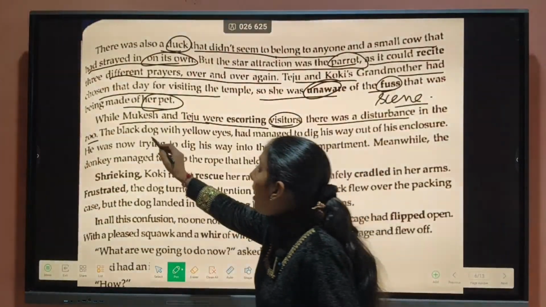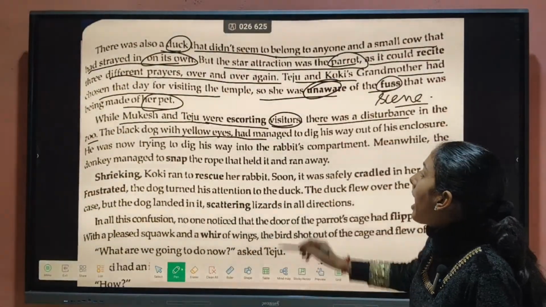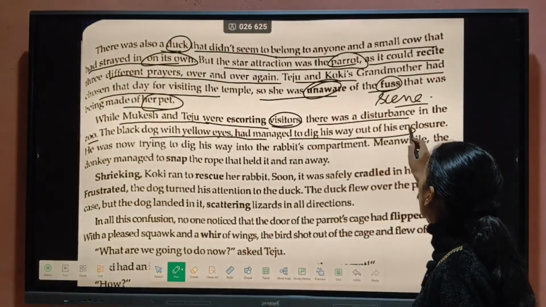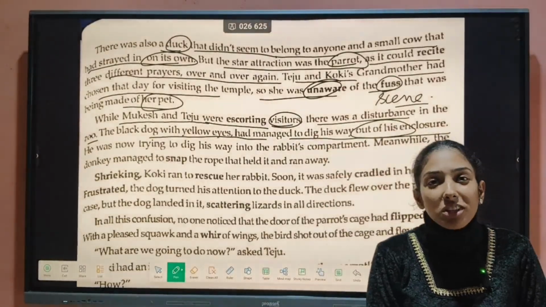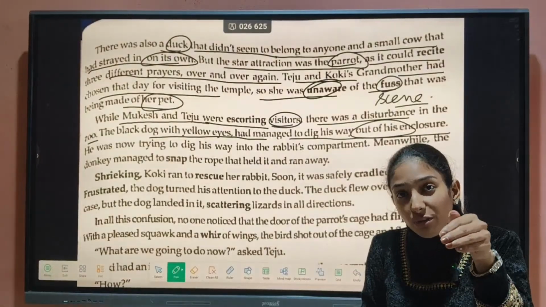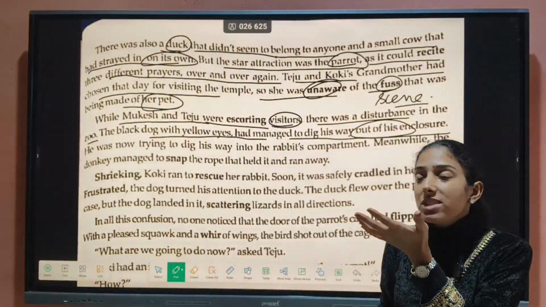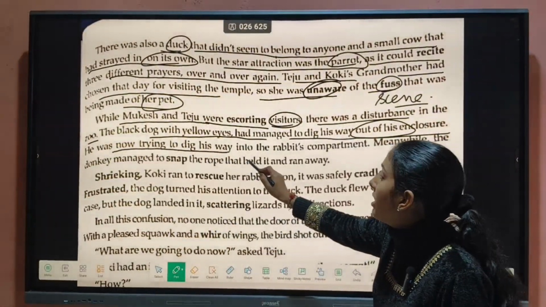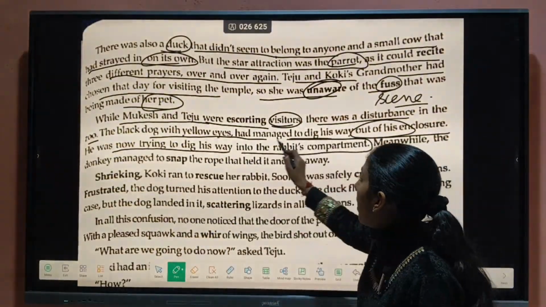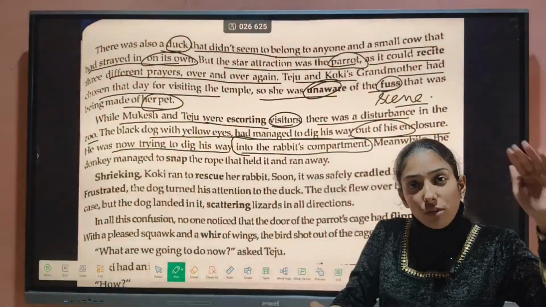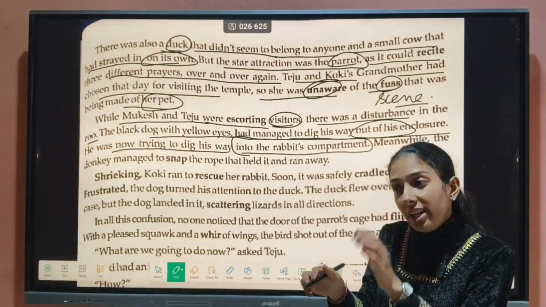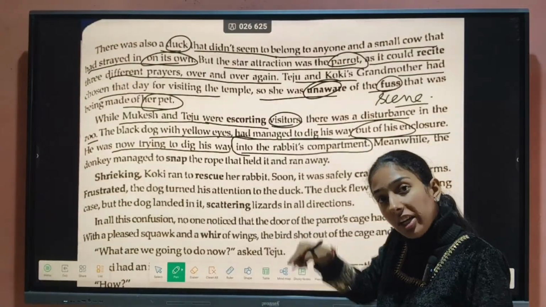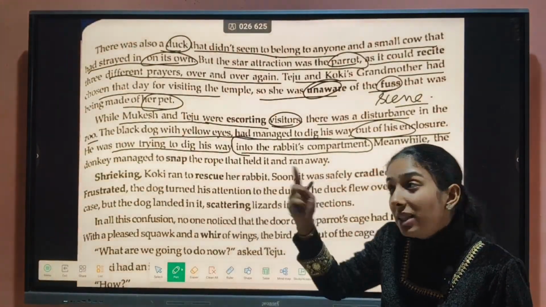The black dog with yellow eyes had managed to dig his way out of his enclosure. That dog found a way and came out of his enclosure. He was now trying to dig his way into the rabbit's compartment. Okay, now he was out of his compartment. Now he's again digging the ground so that he can enter inside the rabbit's compartment.